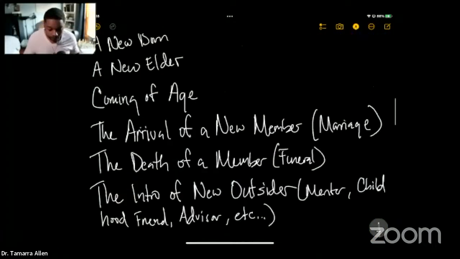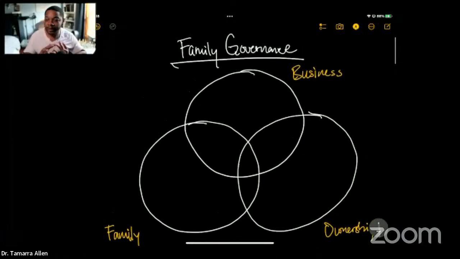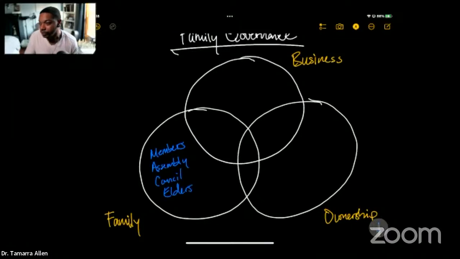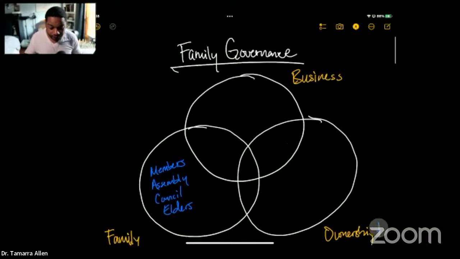So going back up to the family governance, because everything matters with the family governance. And like I said, we're only going to talk about the members section at the moment. When it comes to family, you obviously have your family members. You have your family assemblies. You have your family council. And you have your family elders. Does this make sense? This is the part of your family. This is only the family side of things. This is not anything else.